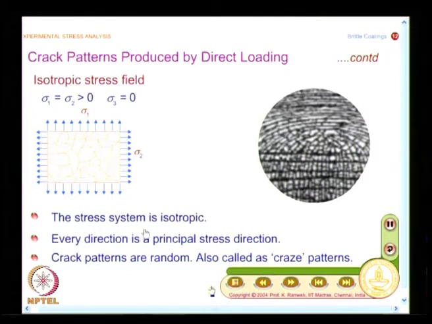So, the stress system is isotropic. Every direction is a principal stress direction, and because every direction is a principal stress direction, you have cracks in all the possible directions. Crack patterns are random, and these are also called craze patterns.